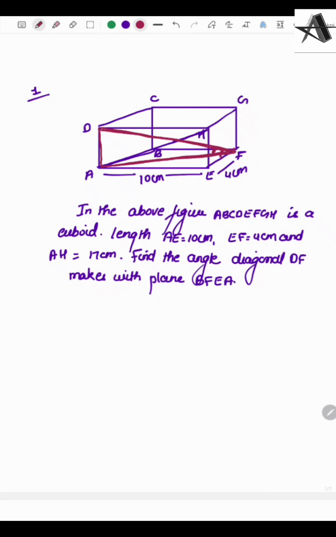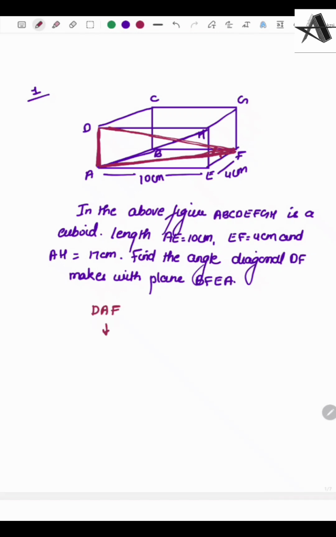With the plane, that means you have to pick any line of that plane. If the question is what angle it's making with the plane, you have to take the diagonal of that plane. If they are asking the angle between DF and the plane, that means the first line is DF and the second line is the diagonal of that plane. Clearly the diagonal of the plane BFEA is FA. So I joined AF and DF. You can see that they both align with DA. So I got my triangle.